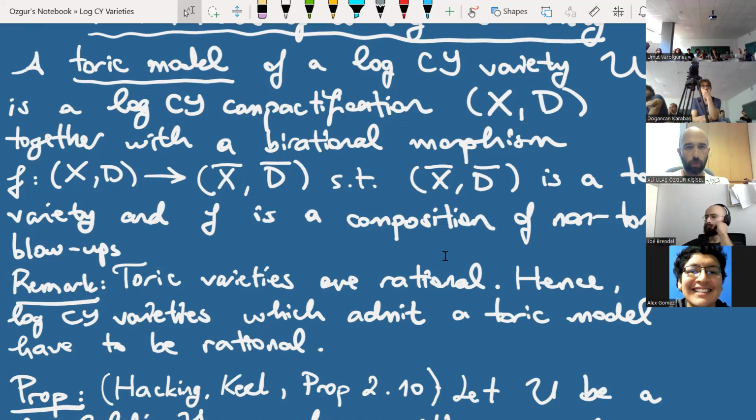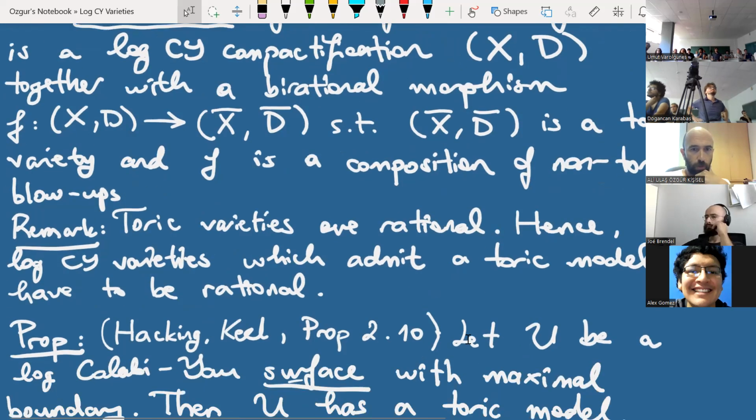Okay, so now you could ask questions like, are these all that you can get? So one remark is all toric varieties are rational. And so if you do some further blowups, it's again going to be rational. So all the log CY varieties which admit a toric model have to be rational.